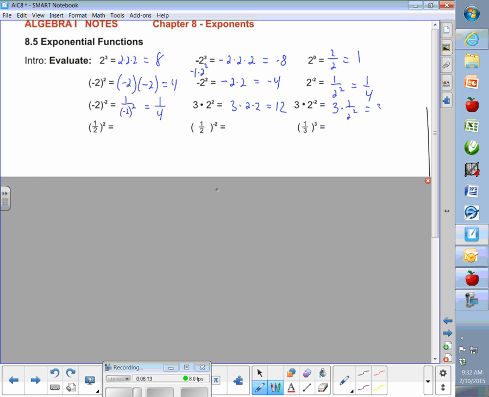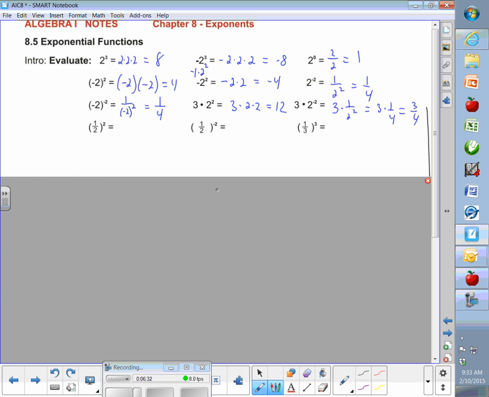So this ends up being a 3 times 1/4. What's a 3 times 1/4? Say it if you know it. 3/4, right? 3 over 4. Again, you need to be able to do that if you're going to be able to accurately graph tonight's problems.